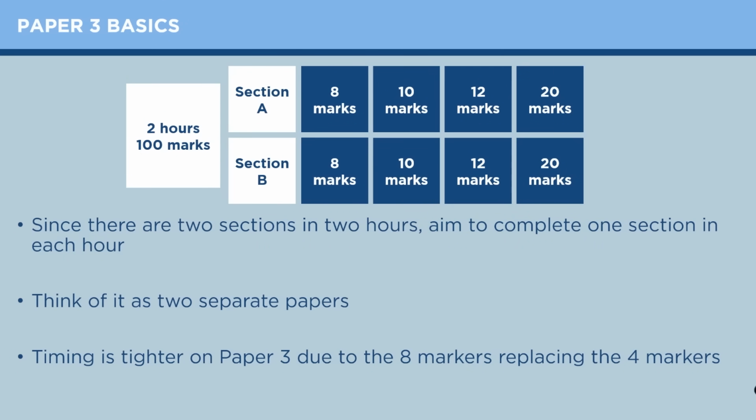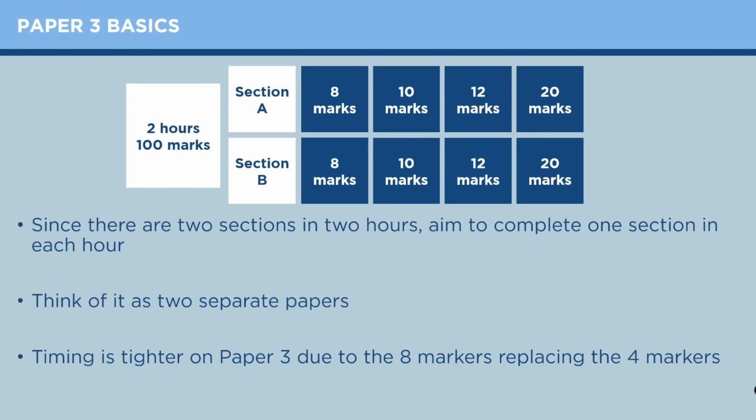This paper is different for a few reasons. Paper 1 and Paper 2 are exactly the same in terms of structure. Paper 3 is different, and there's a few reasons for that. The first is that instead of having 4 markers, you've got an 8 marker on each section instead. So the same in terms of 2 sections, 2 hours, 100 marks. You still want to think of it as 2 separate papers. You still want to be trying to make sure you get each section done within an hour.